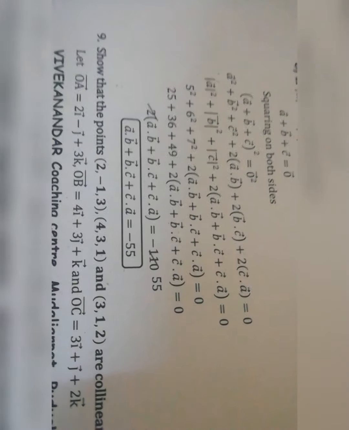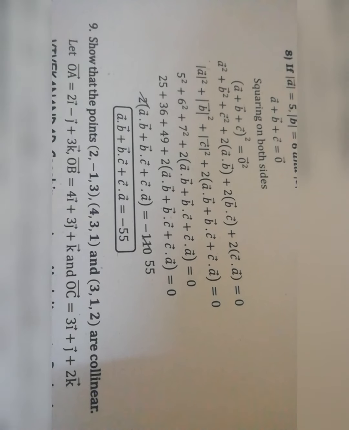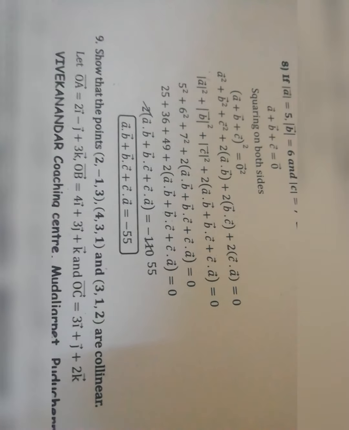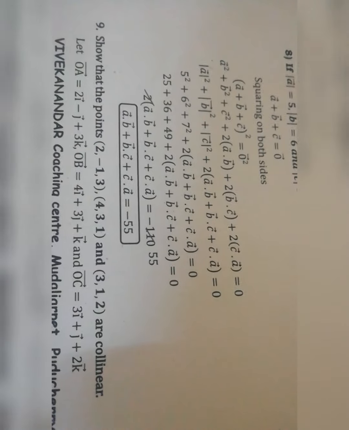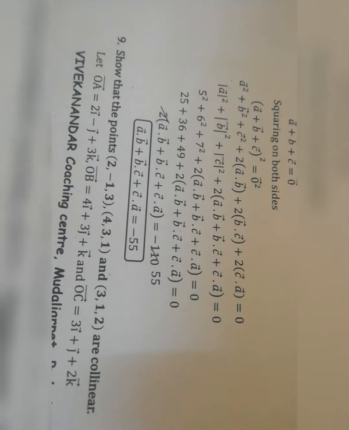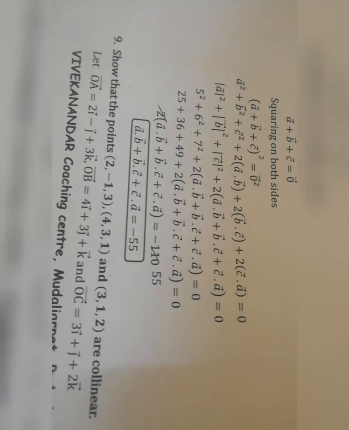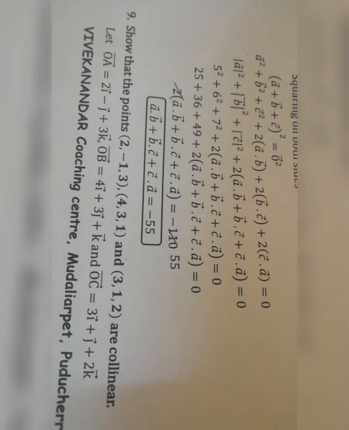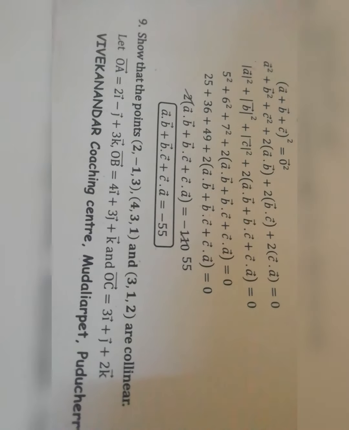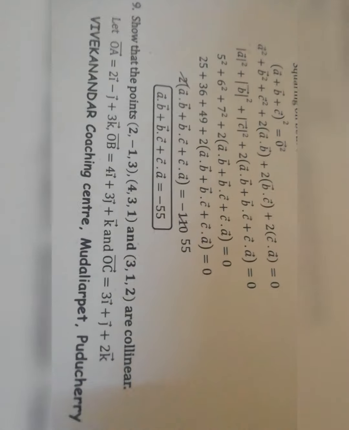So what is the answer? A vector dot b vector plus b vector dot c vector plus c vector dot a vector value is minus 55. First of all, take the condition, squaring on both sides, using the a plus b plus c whole square formula. Now we can substitute the values. After simplification we get the answer.